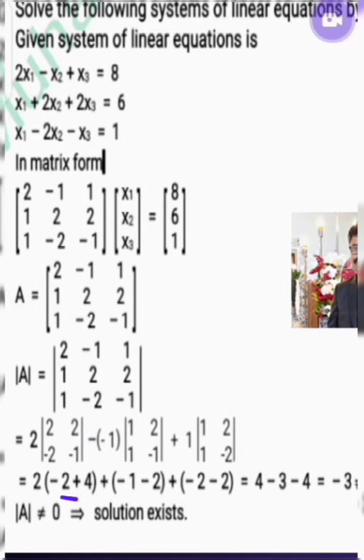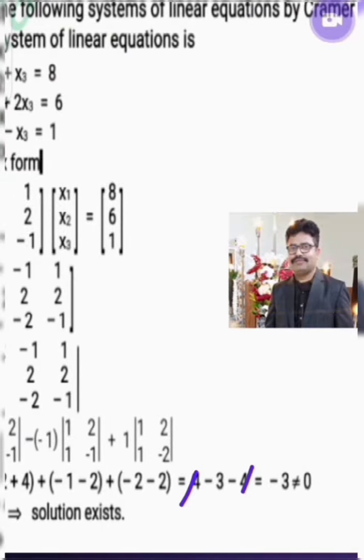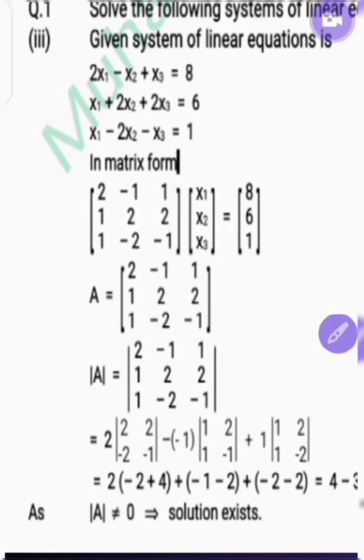Let's see. 4 minus 2, we will get 2. 2 will multiply with 2, so we will get 4. Minus 1 and minus 2, we will get minus 3. Minus 2 and minus 2, we will get minus 4. Now, plus 4 and minus 4 will be cancelled. Minus 3 is written here. And now, you will see that it is not equal to 0. It's a non-singular matrix. So, the solution exists.